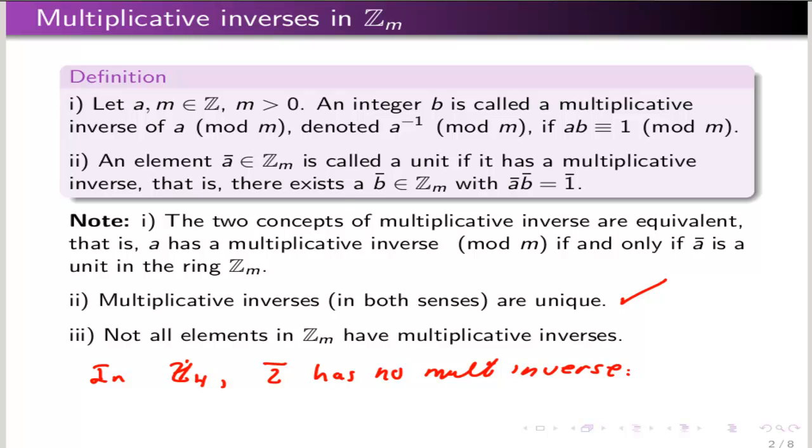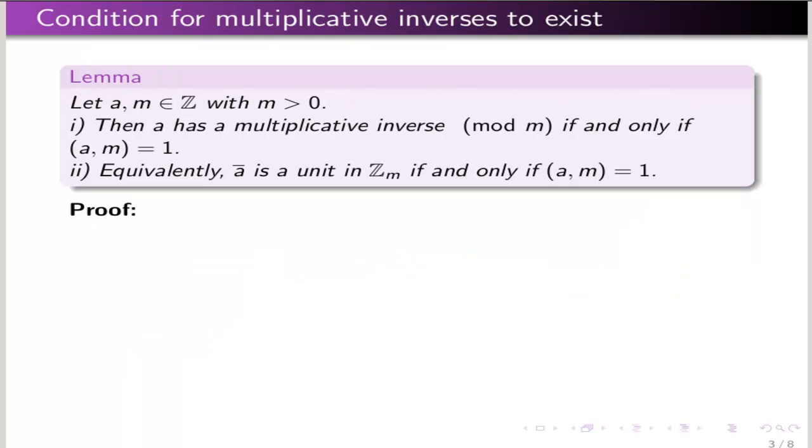And so when does an element have a multiplicative inverse? There's a simple lemma here. An element A has a multiplicative inverse, mod M, if and only if A is relatively prime to M. Or equivalently, A bar is a unit in ZM if and only if the representative A is relatively prime to M. All right, let's take a look at the proof. These are the same statement, just written in different language.